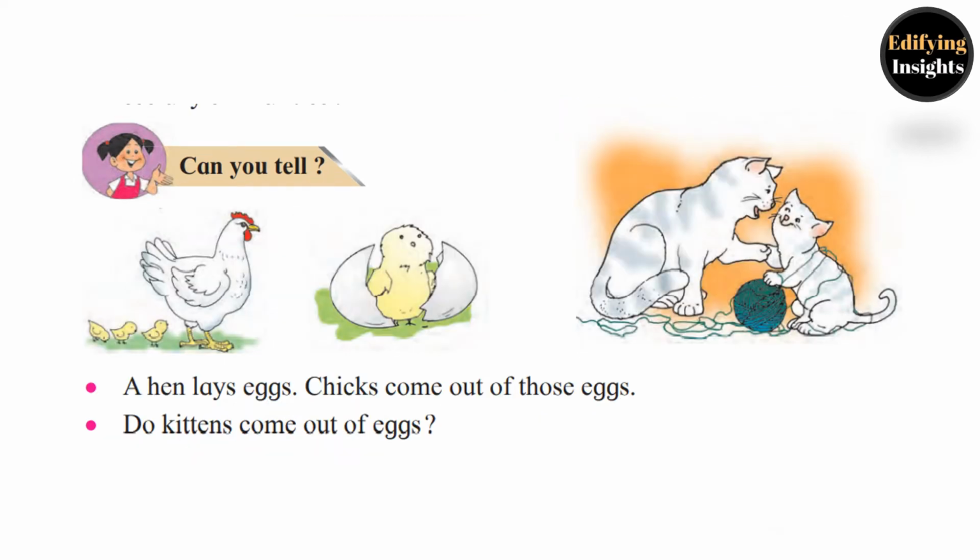A hen lays eggs. Chicks come out of those eggs. Do kittens come out of eggs? No, children, kittens don't come out of eggs. Kittens take birth from their mother's tummy. So with this we understand that the young ones of every animal are brought into this world by their parents.